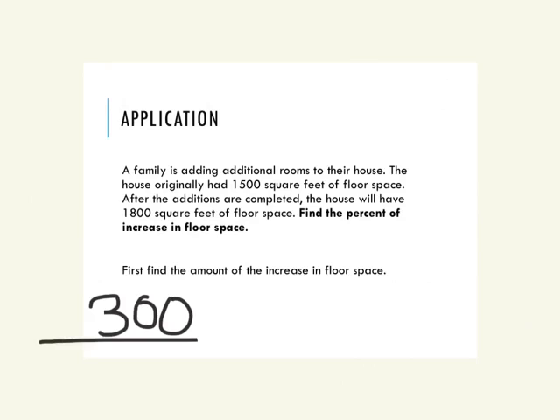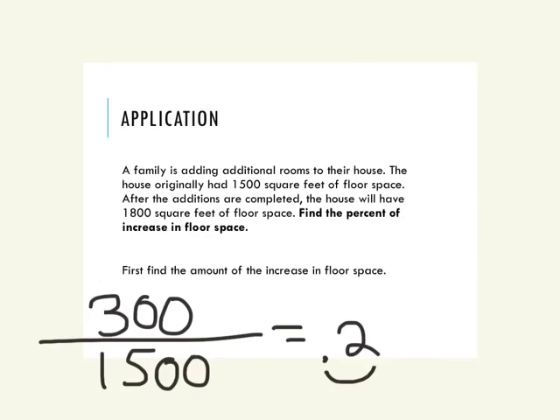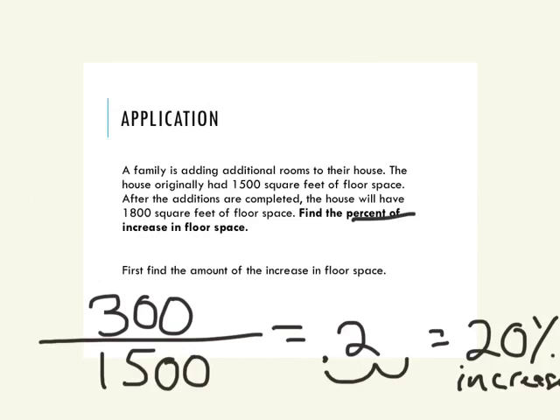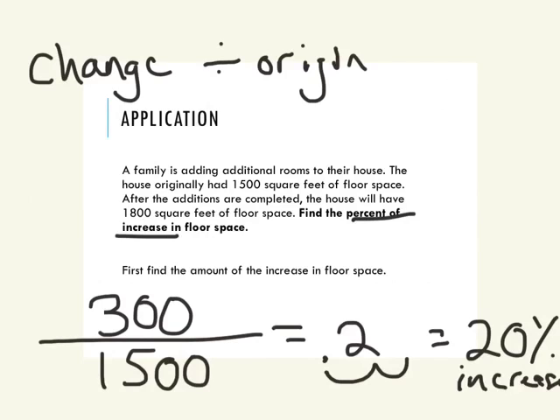You take the change divided by the original. How much was there originally? 1,500. If you do that in a calculator, 300 divided by 1,500 comes out to be 0.2. So is there 0.2% change? No. You would then change that to a percent. So that would equal 20%. And since the amount is going up, you would say a 20% increase. So when you're dealing with percent change problems, the easiest thing to do is take the change, so how much has it changed, divided by the original amount, and then change it to a percent.